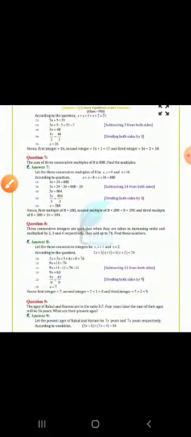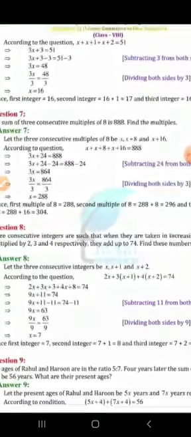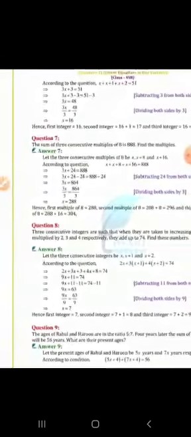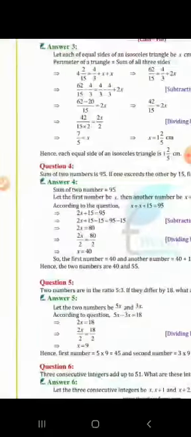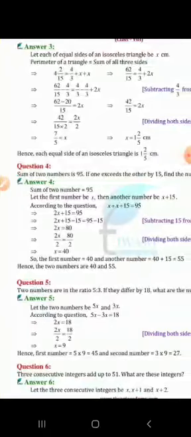Next question. Here the question is given. 3 consecutive integers add up to 51. 3 consecutive means one after another. So one after another, suppose the first integer is 3, next integer will be 4, next integer will be 5. So consecutive means one after another.